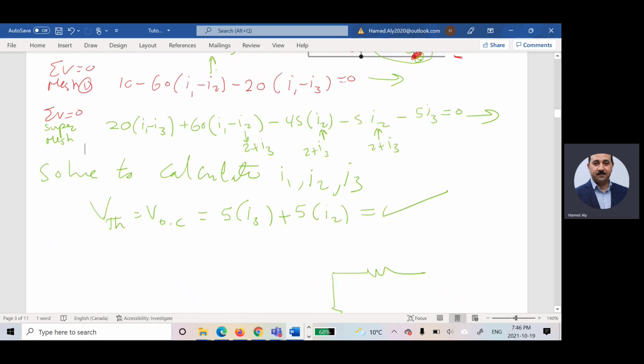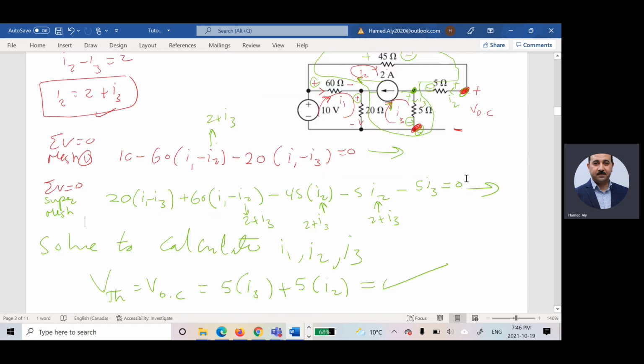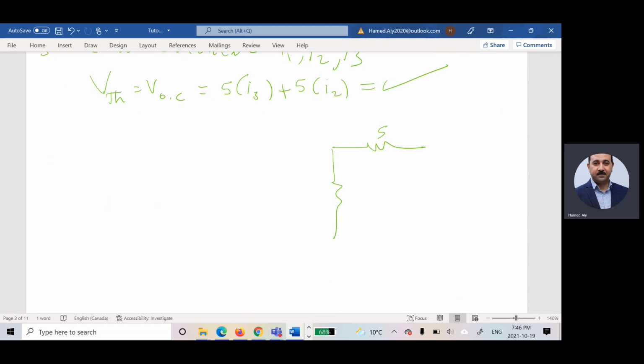We are talking about this part. So this is 5 ohm and this is 5 ohm. And this is the open circuit that I'm looking for, right? The direction of the current here is in that way, and this is the direction of I3. And then I have the rest of the circuit.